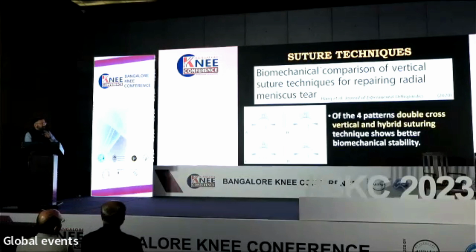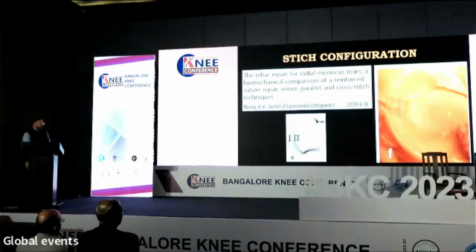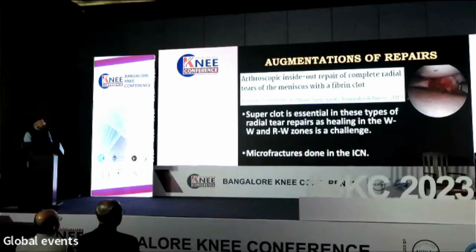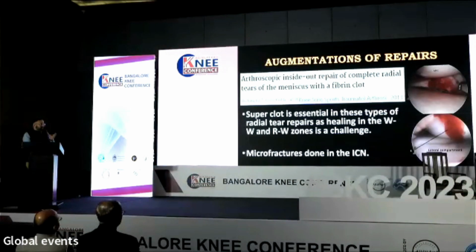It has been shown that the double cross vertical and the hybrid suturing techniques have better biomechanical stability. And the rebar repair has been introduced, which is very common now. To avoid a cutout, we use two vertical mattresses and then two horizontal mattresses to augment your repair. The superclot is essential, as we spoke about stimulating biology. We can either do a superclot or we can use a microfracture in the notch, which will stimulate the healing of the meniscus.